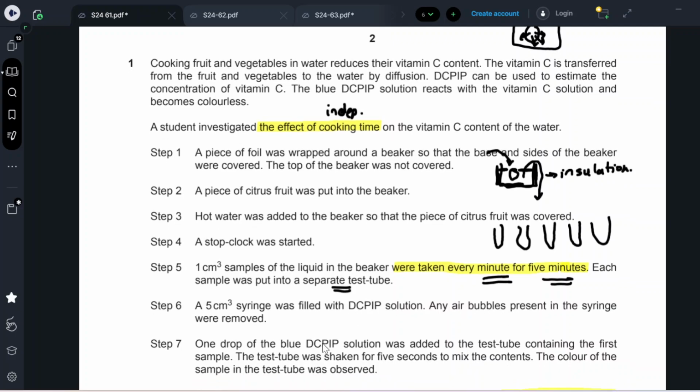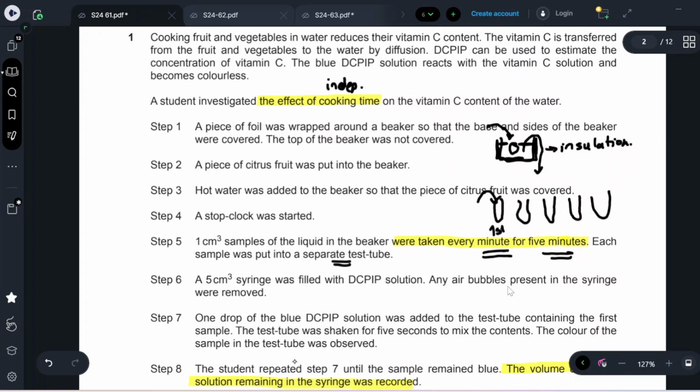Okay, 1 drop of blue DCPIP solution was added to the test tube containing the first sample. This is the first sample. I will add a drop of DCPIP. It is shaken for 5 seconds to mix the contents, and the color is observed. The student repeated step 7. I will continue to add drops until the color of DCPIP remains blue.